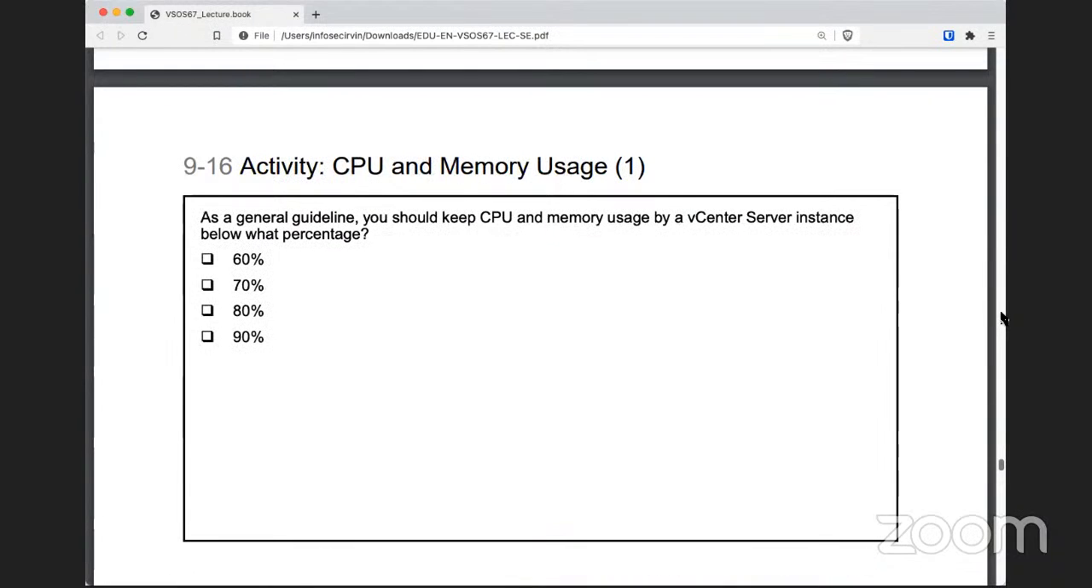And here's a quick question. It's a general guideline which you should keep CPU and memory usage by a vCenter server instance below which percentage? The answer is 70.